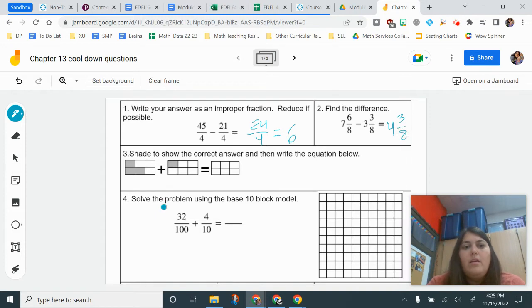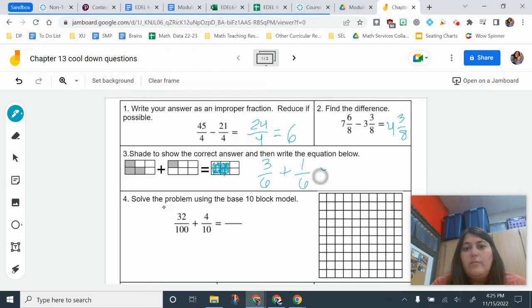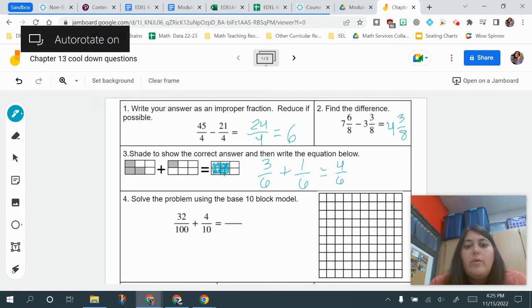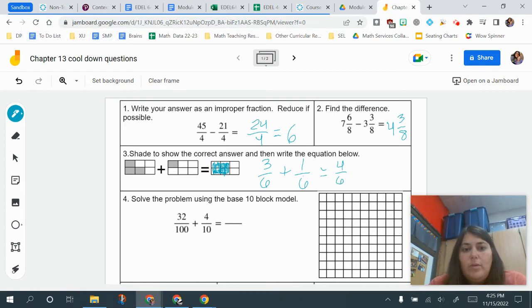Okay. Number 3, shade to show the correct part and then write the equation. So I've got 3/6 plus another 1/6. So now I have 4/6. And that's exactly what my equation will show. Cool. Okay, moving on. Solve the problem using the base 10 block.